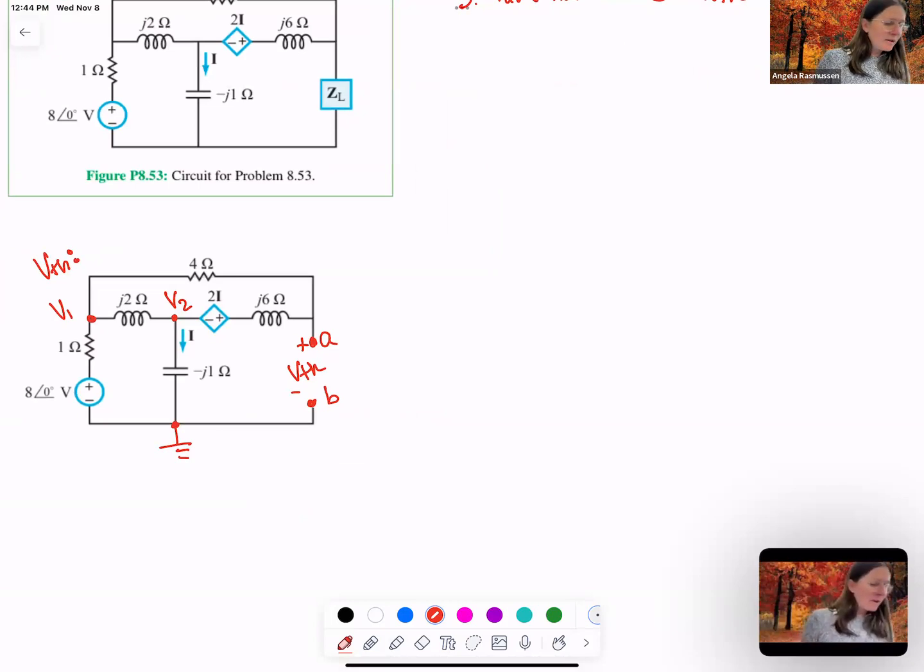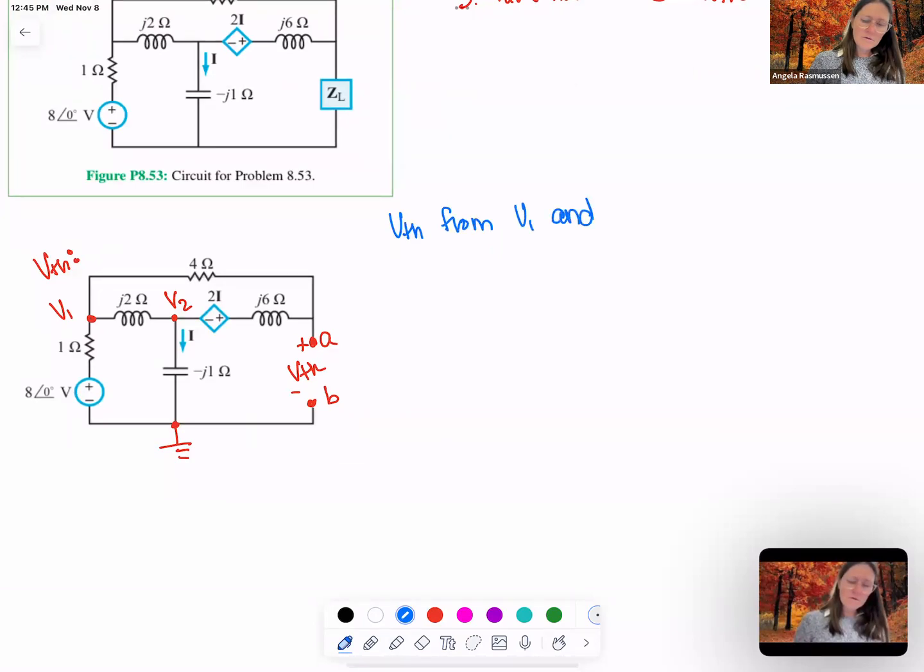Once I find V1 and V2, how do I find VTH? So say I do my node voltage and I solve this and find V1 and V2. How do I find the VTH from that one? Find the current into it and then multiply it up to 4. Or yeah, you then use Ohm's law with 4. Okay, so if I found I here, then VTH will be what?